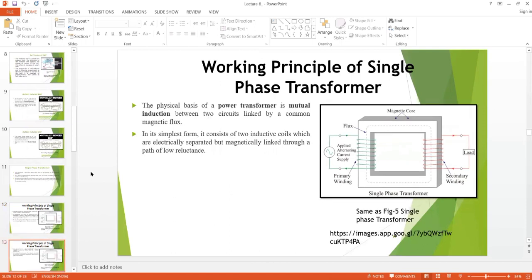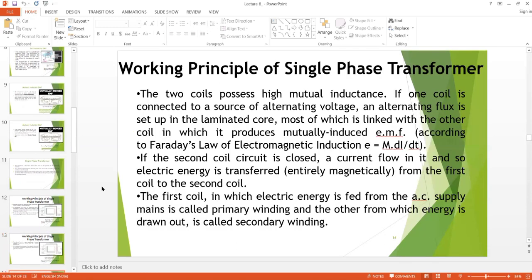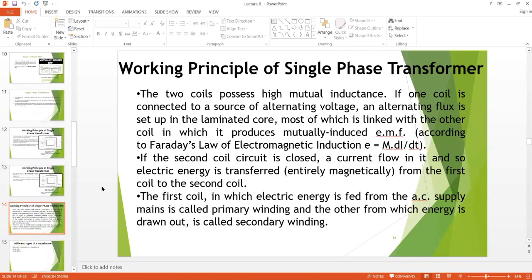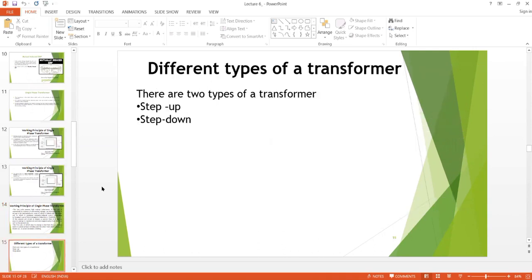A power transformer works on mutual induction, linked by a common magnetic flux that is provided by the core. You can see we have an iron core. It consists of two inductive coils which are electrically separated but magnetically linked through a path of low resistance, and that path is given by your iron core. The two coils possess a mutual inductance, magnetically connected. One winding is known as the primary winding, the second is known as the secondary winding.